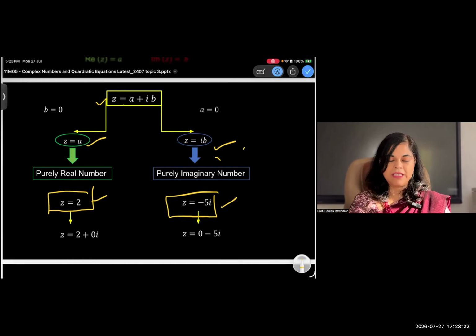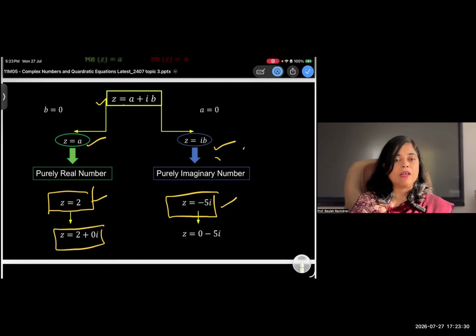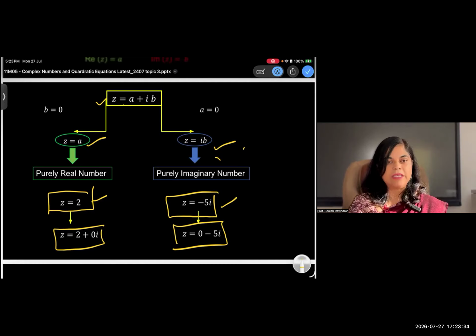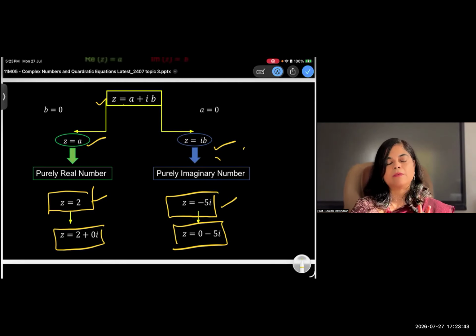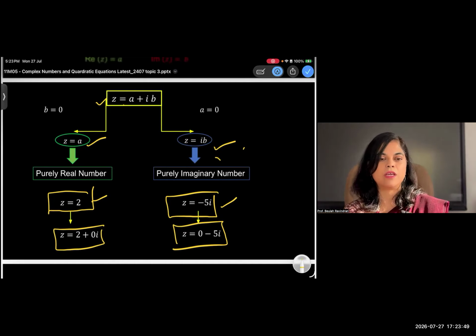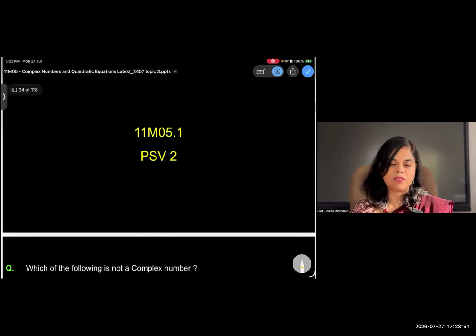Like this, if z is equal to 2, it can be a complex number. So 2 plus 0i we can write. z is equal to minus 5i means it can be written as 0 minus 5i. That means it doesn't have any real part. It is purely imaginary. So the complex number might be a combination of both, or purely real, or purely imaginary. Okay, so we can do all these things.